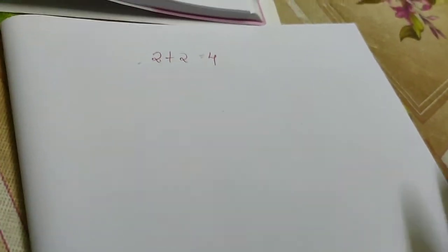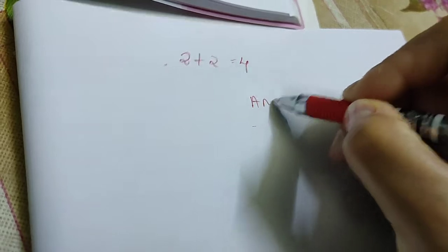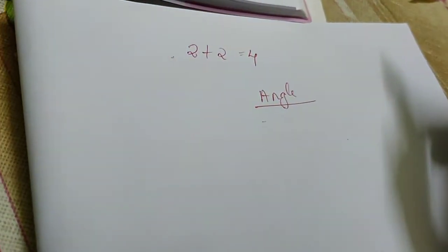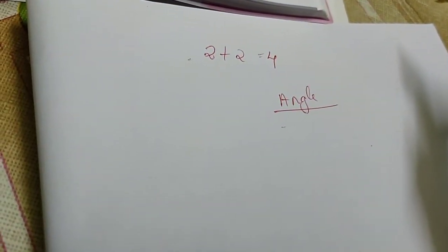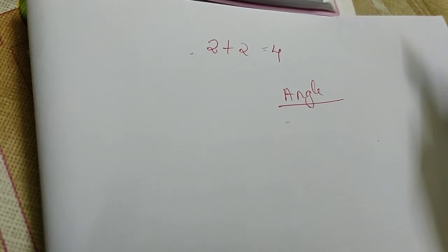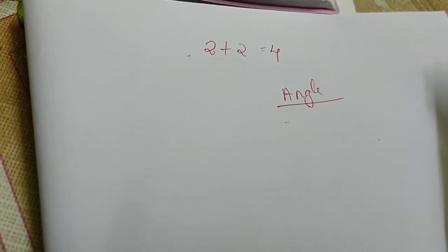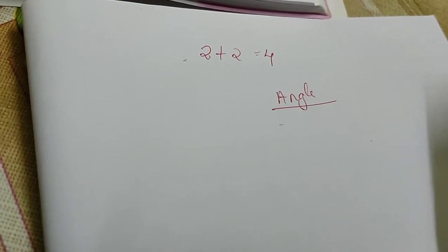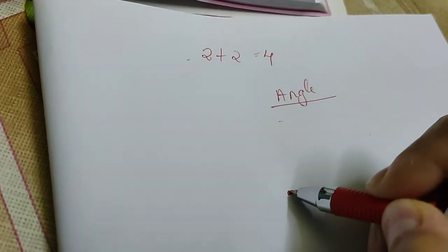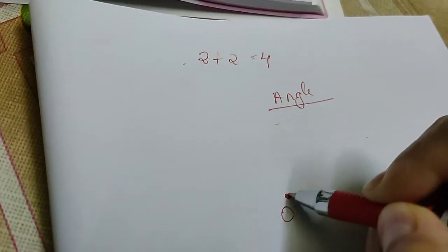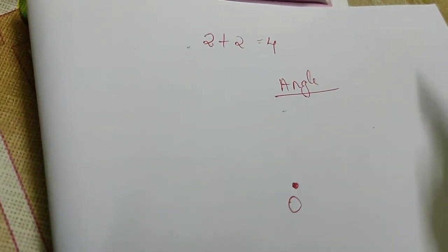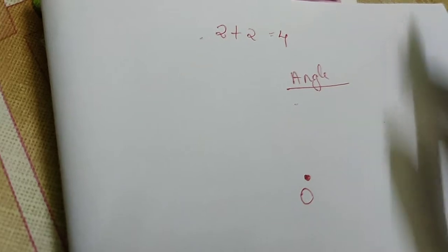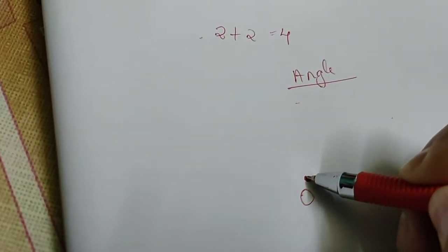Now, an angle is a shape formed by two line segments or rays having the same initial point. That means their starting point or common point is the same. Say I am taking this O to be a common point. Now I am using two line segments.